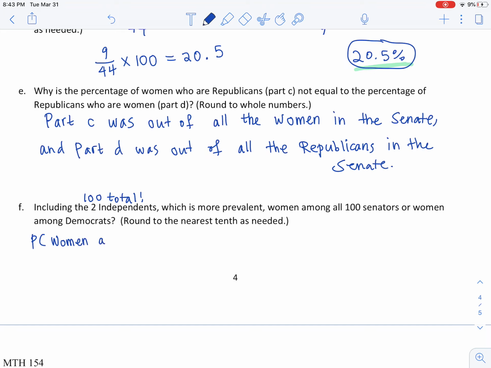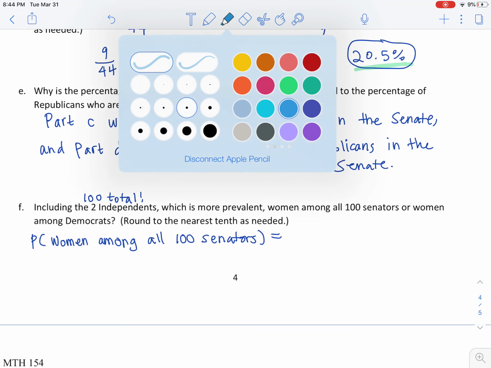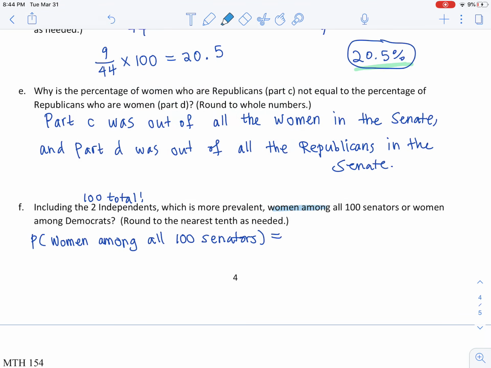The probability of women among all 100 senators. Now, this is a probability notation that you will use more in Math 245 statistics class. But let me highlight this, okay? Women among all 100 senators. So this is what I'm about to find with you right here.